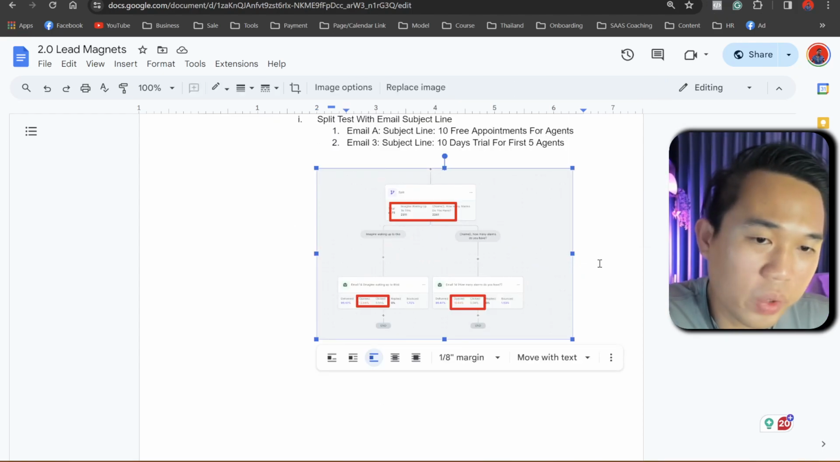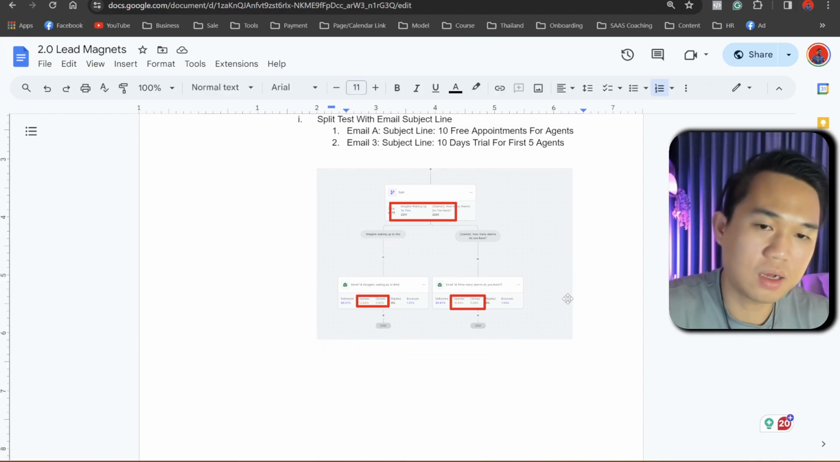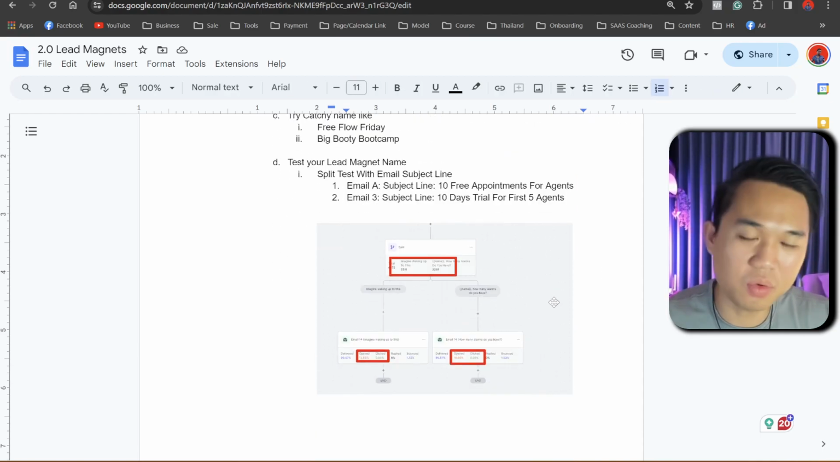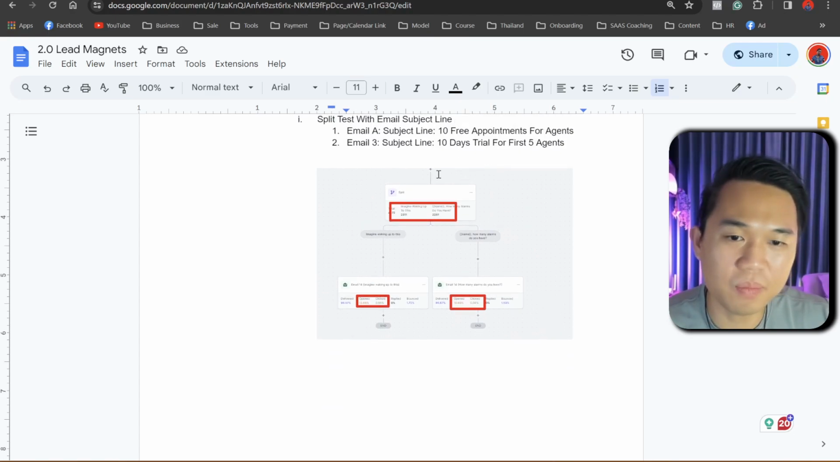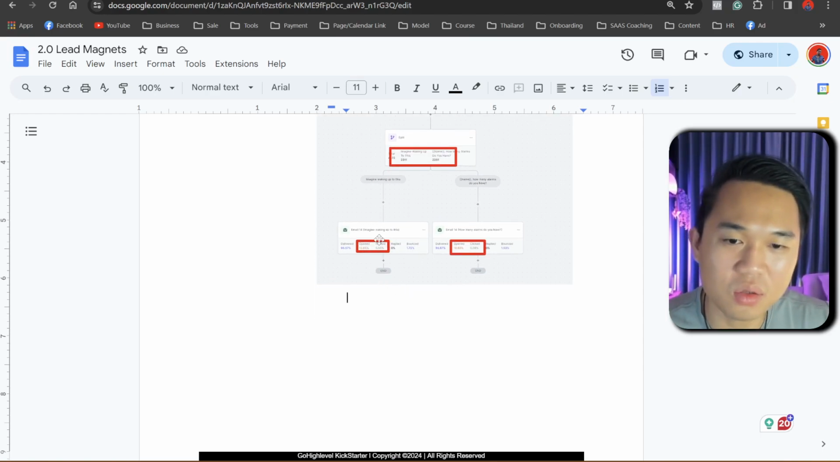Just quickly here, we actually use GoHighLevel as our app for split testing, because it does have that function. In terms of email, we're just setting up a workflow with 50-50 traffic. And then you can see here, we can see two different open and click-through rates for the emails.